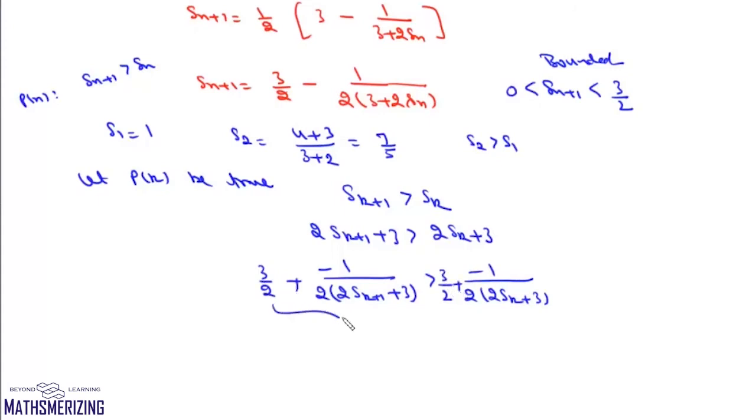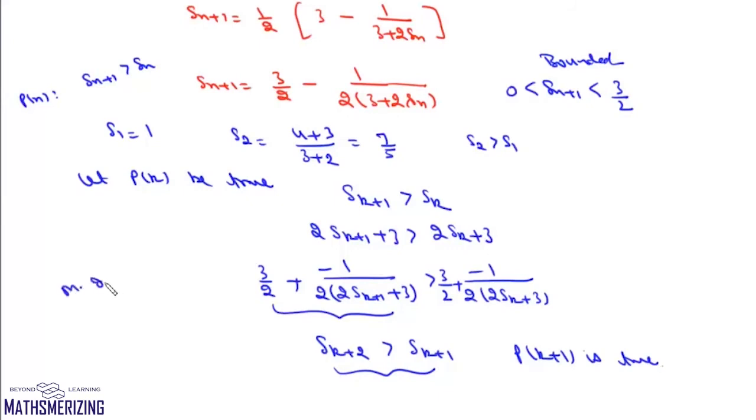Now this is nothing but Sk plus 2 and this one here is Sk plus 1. So from here we can say that Pk plus 1 is true. So from mathematical induction we can say that this sequence is a monotonic increasing sequence. Now since the sequence is bounded and it is monotone increasing, it is a convergent sequence.